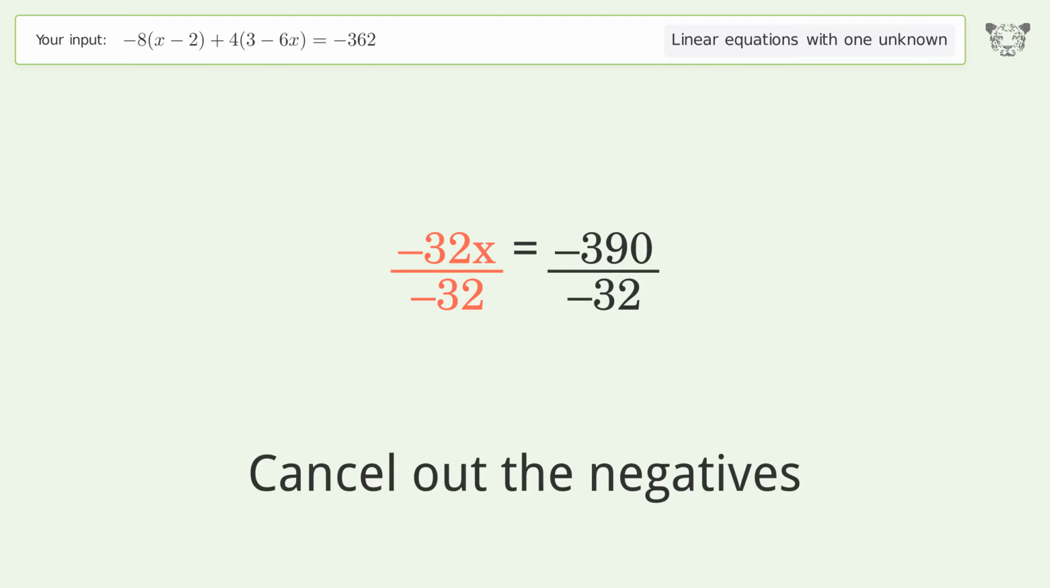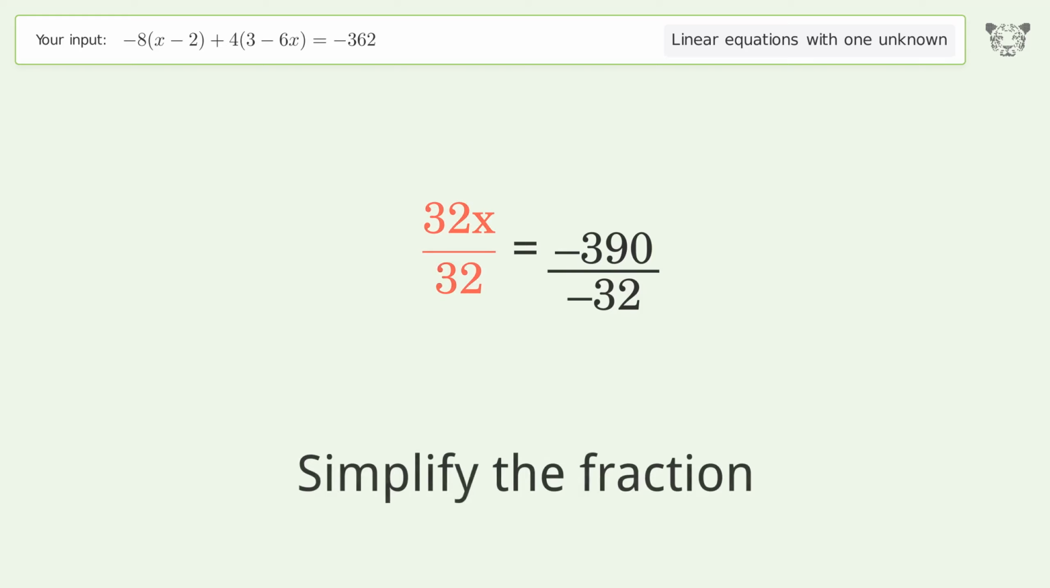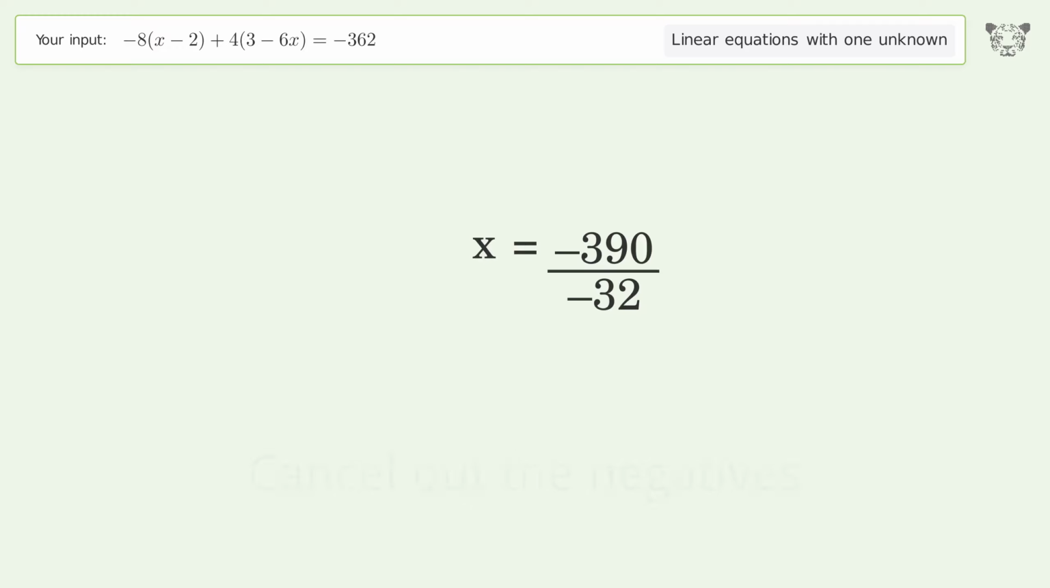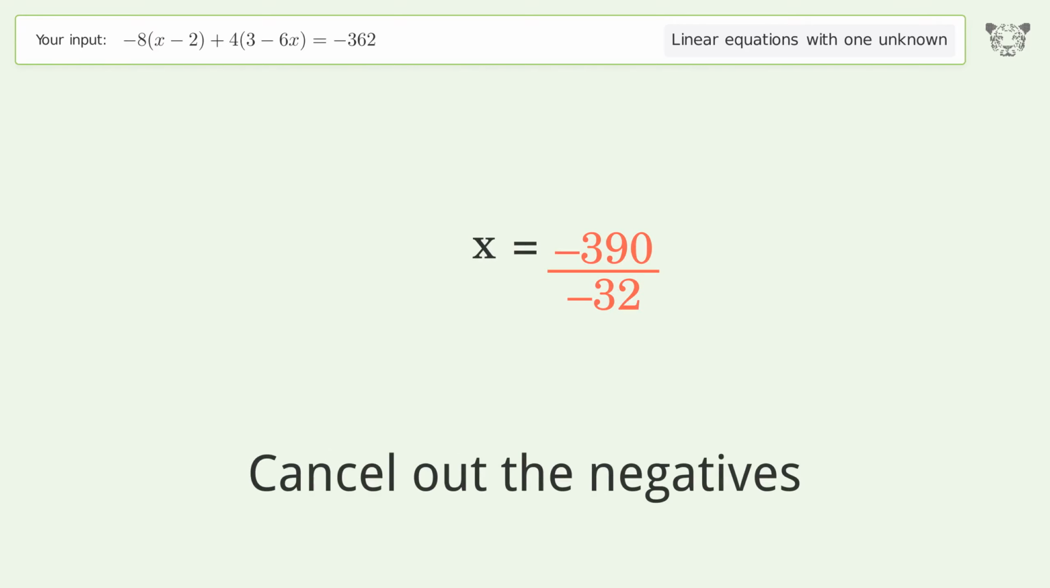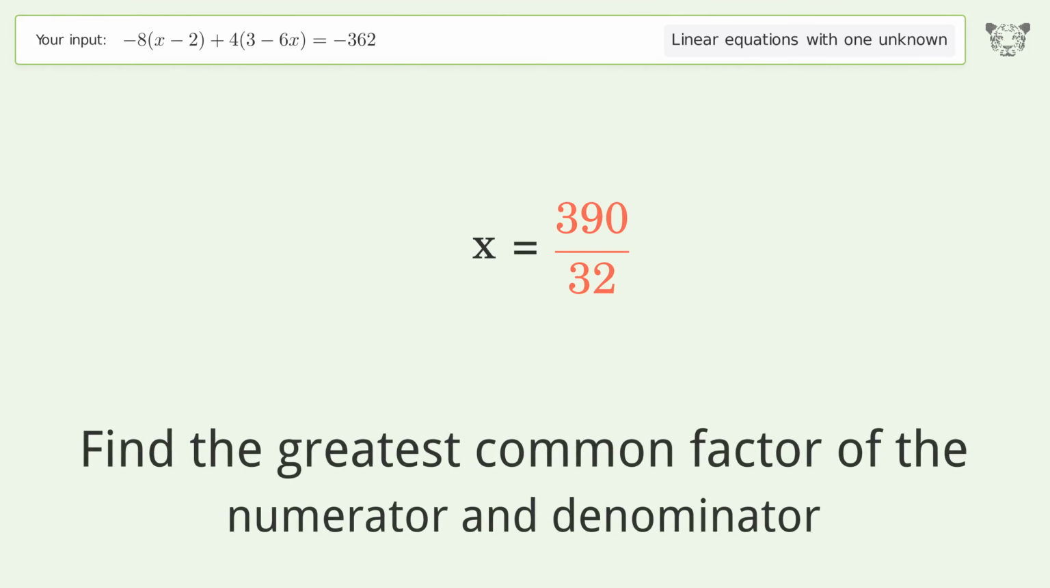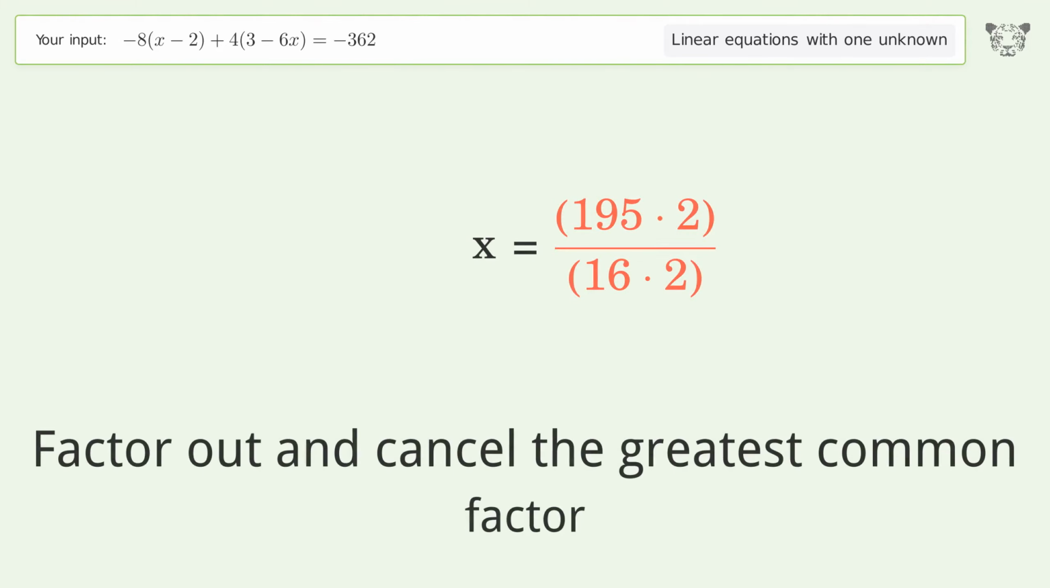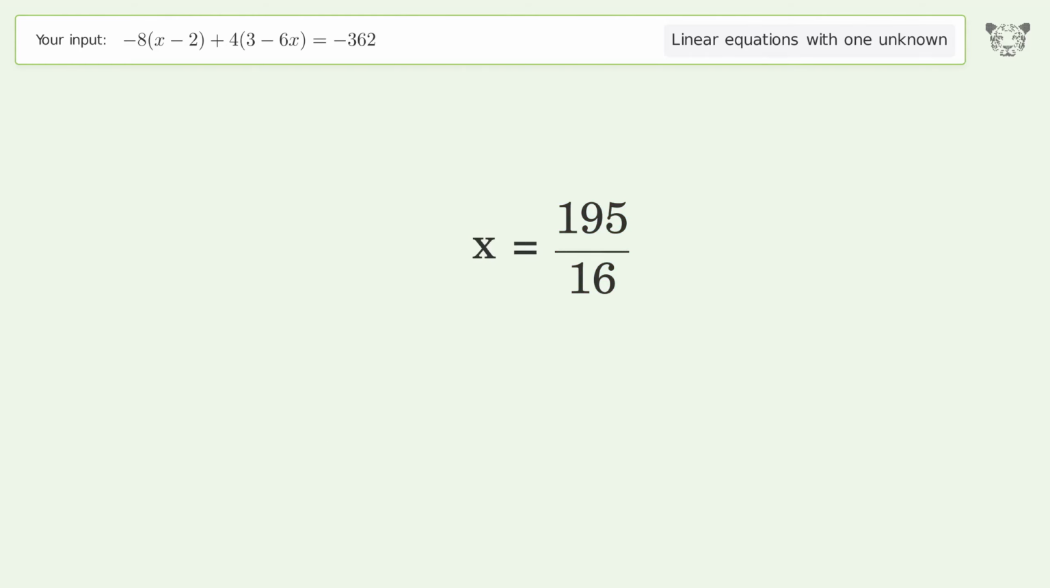Cancel out the negatives. Simplify the fraction. Cancel out the negatives. Find the greatest common factor of the numerator and denominator. Factor out and cancel the greatest common factor. And so the final result is x equals 195/16.